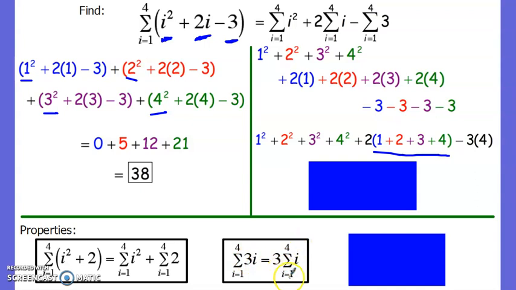Let's find the sum of the first 4 terms, 1 plus 2 plus 3 plus 4, plugging them in for i. Then we'll multiply by 3. We'll just factor out that number, like we did over here. Let's factor that thing out.